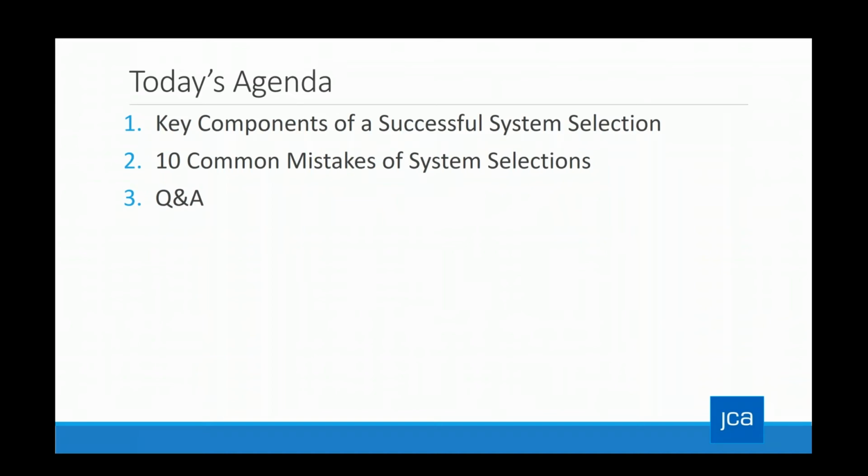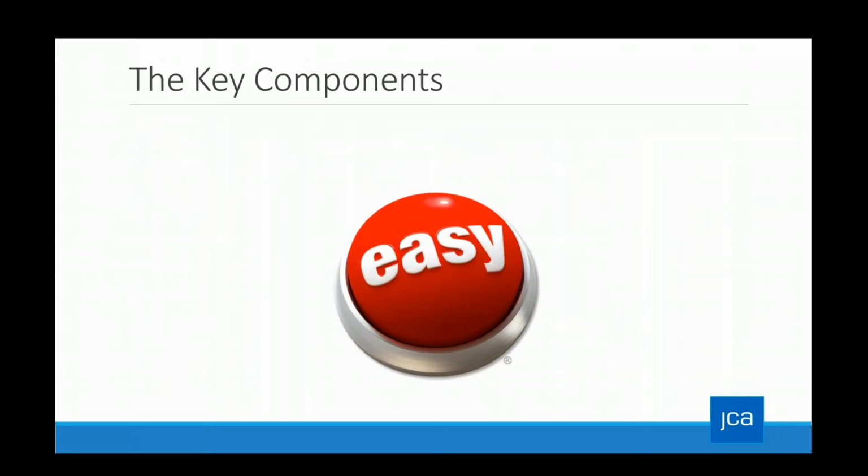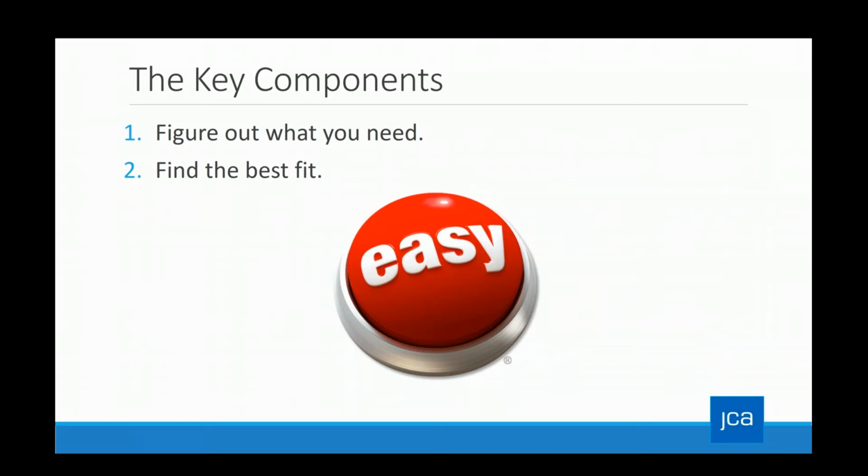So let's get started. A system selection has two main components. Number one, figure out what you need. And number two, find the solution that fits best and buy it. Well, that's easy, right? Well, let's take a look at each component. Number one, figure out what you need. This is the core foundational work of a system selection.